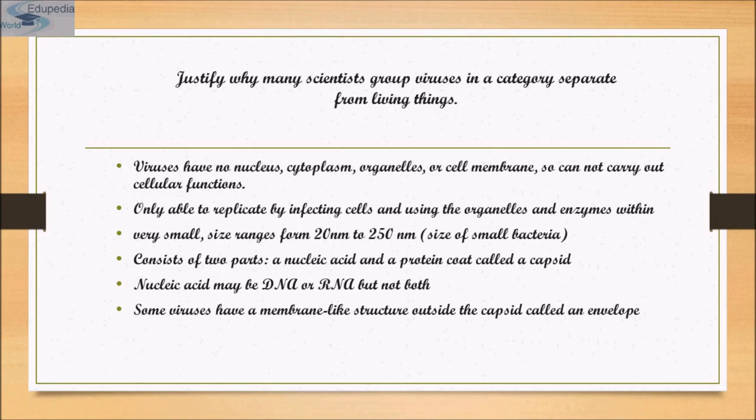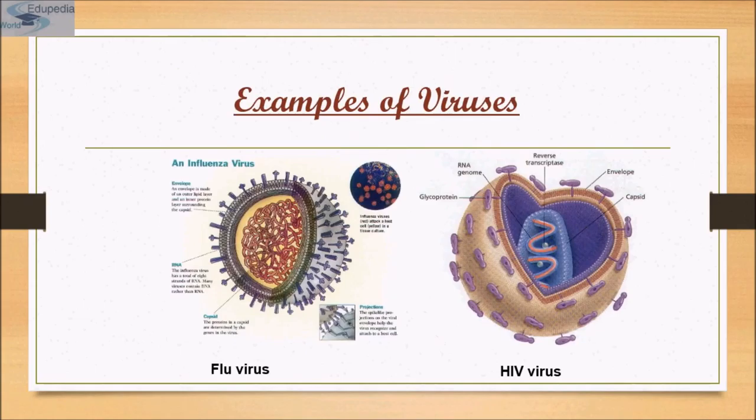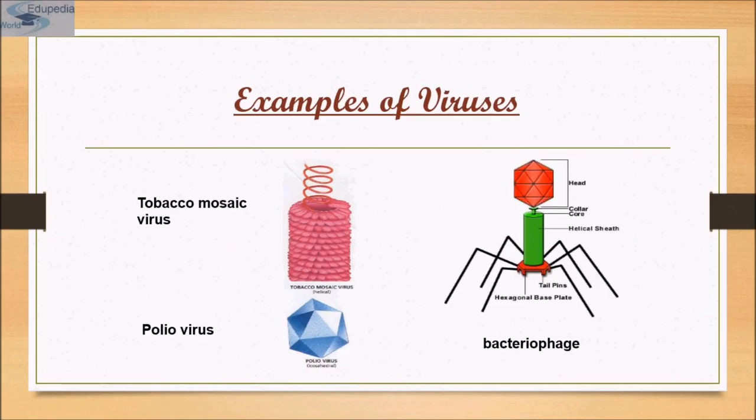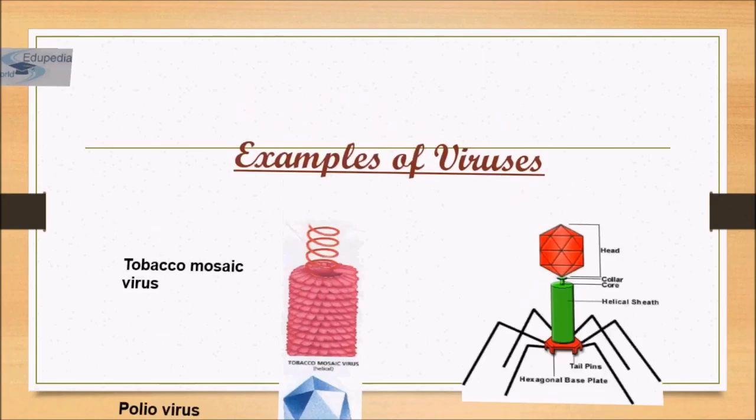These are examples of viruses: the flu virus and the HIV virus. They have a capsid, which is proteinaceous in nature and is determined by the genes in the virus. They have RNA as genetic material, they have an envelope and they have projections. As you can see, these are the projections. These are other examples of viruses: TMV, that is tobacco mosaic virus, polio virus and the bacteriophage. A virus that attacks a bacterium is known as a bacteriophage. This is a bacteriophage that attacks E. coli.